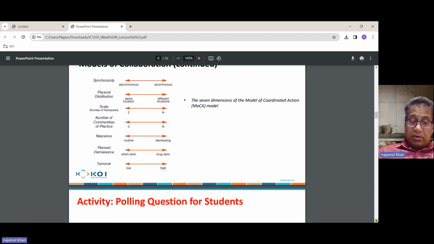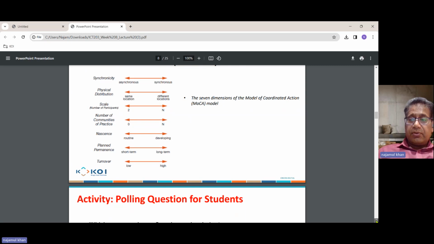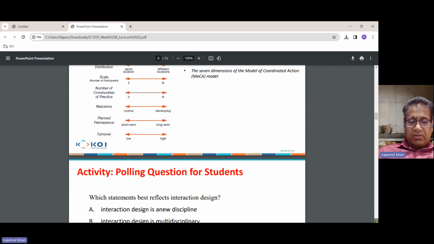Okay, we have got turnover as well. This is another one, right? This is one of the dimensions of the model of coordinated action. So let's move on to some of the questions here.